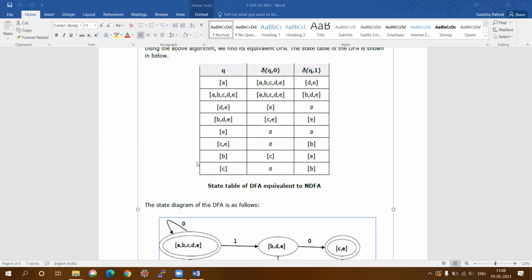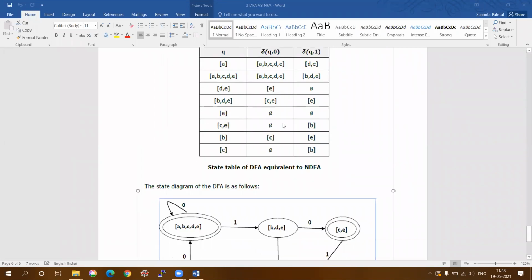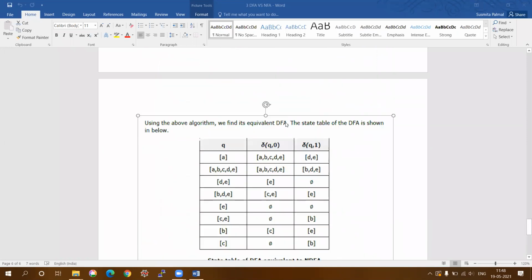This way, you just rename these states and use accordingly. This also could be done. Okay. So this was the remaining portion of the last class.